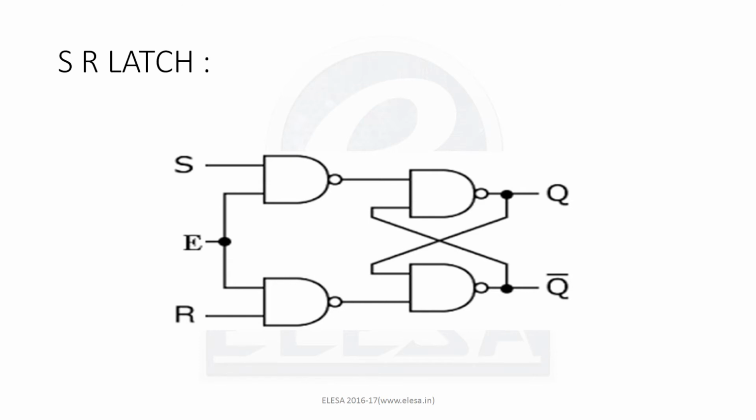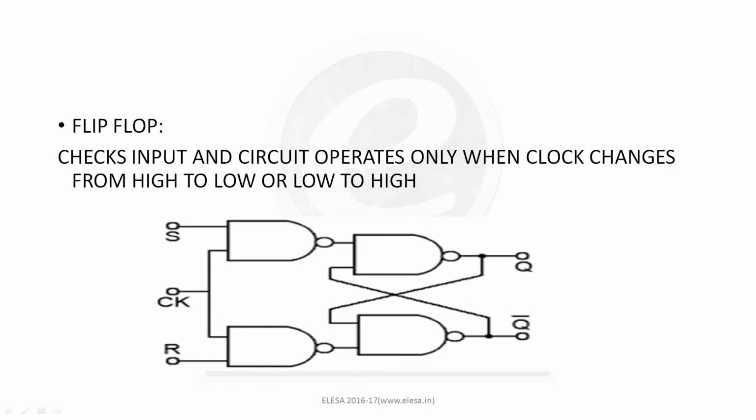This circuit will act as a flip-flop when we replace enable by a clock. It will be a flip-flop only when there is edge triggering. Now what is edge triggering? When the clock goes from high to low or low to high, during this period the circuit is operational.